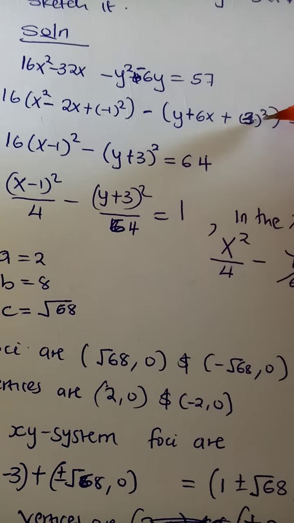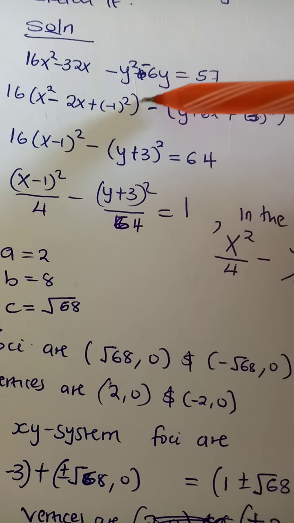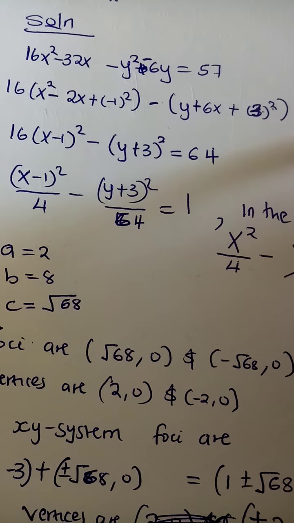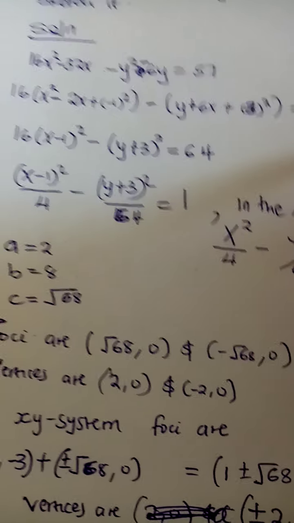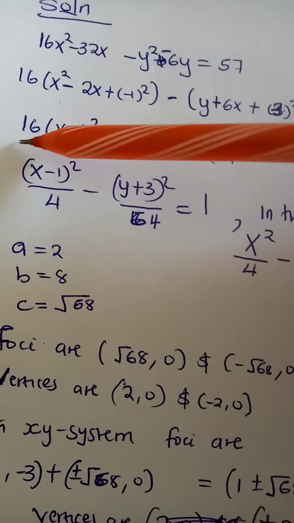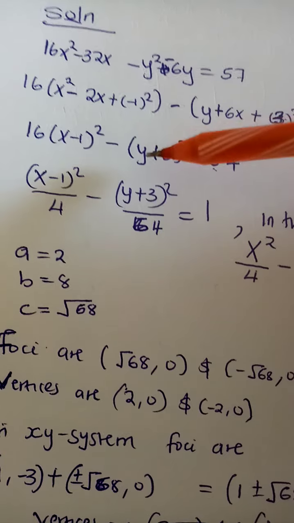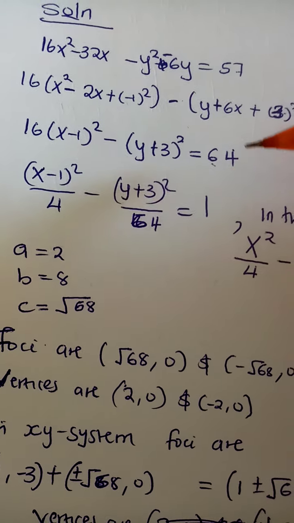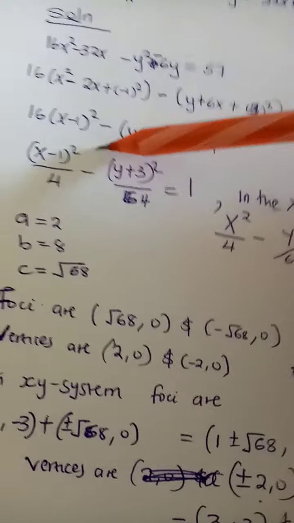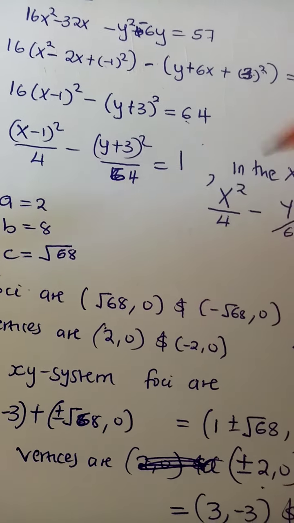Here, 3 squared is 9. But remember, we had factored out minus 1. Multiply with minus 1, you get minus 9. So we are going to add minus 9 on the other side, and this will give us 64. Now factorizing, you get 16 into brackets x minus 1 squared minus y plus 3 squared equals 64. Divide both sides by 64, you get x minus 1 squared over 4 minus y plus 3 squared over 64 equals 1.